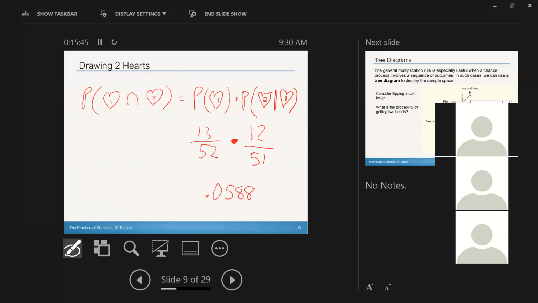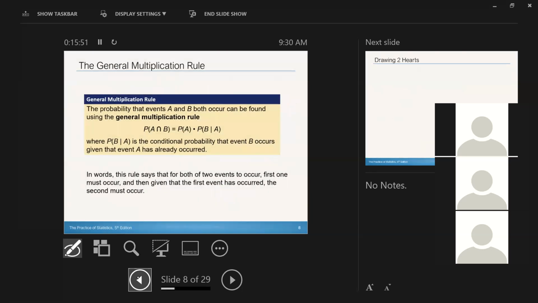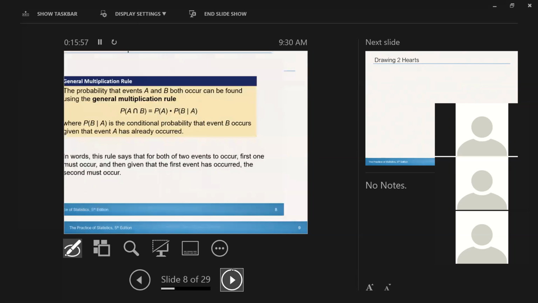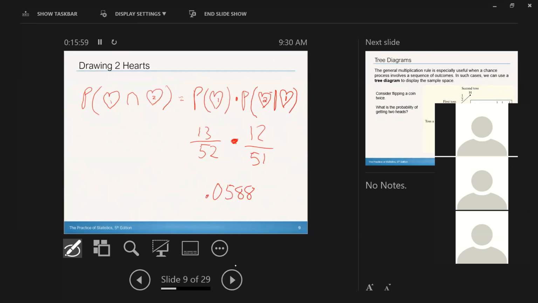Does that make sense how you would use this formula to figure out the probability of A and B? That was just kind of a simple example. I hope that makes sense. If it doesn't, please stop me so I can re-explain it. Okay, then I'm going to keep going.